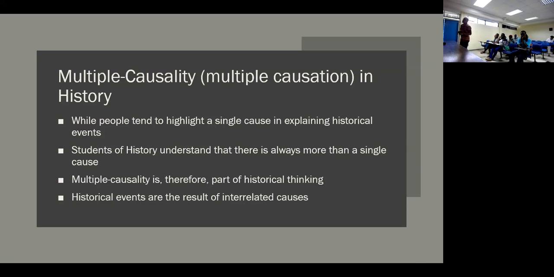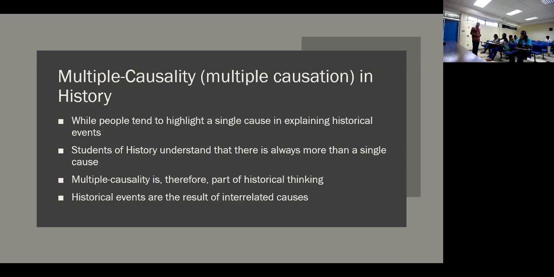Students of history understand that there is always more than a single cause. Multiple causality is therefore part of historical thinking, not exclusively, but it is an essential part of historical thinking. Historical events are the result of interrelated causes. The extent to which you can show how different causes relate to each other, leading to one particular event, the Haitian Revolution in this case, right? The extent to which you can show that is the extent to which you are applying historical thinking.